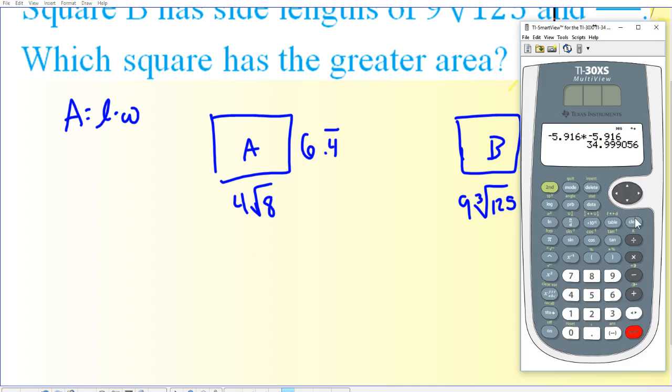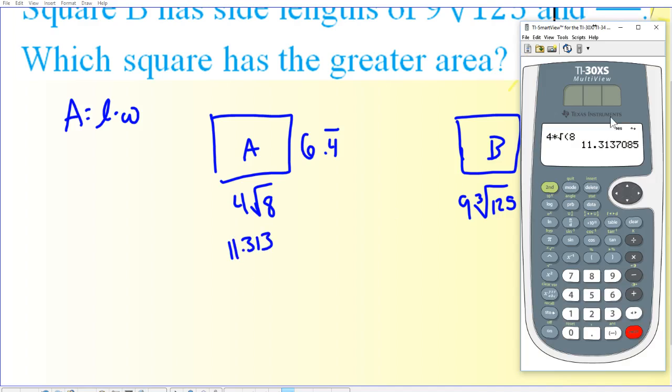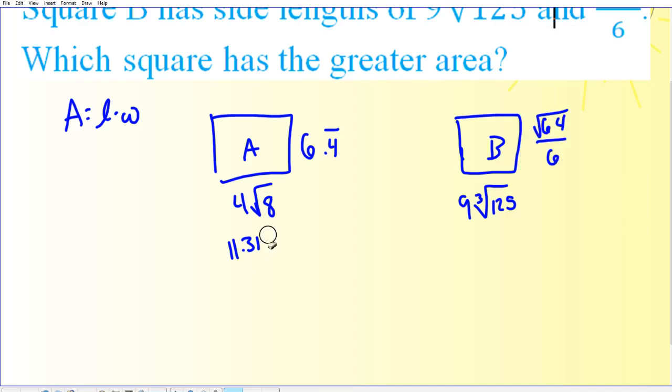I really don't need to mess around with the 6.4 repeated because it's already a decimal, but I'm going to change this one here. So the 4 times the square root of 8 is 11.313. Check. And actually, I'm going to round that 3 up to a 4 because the number next to it is a 7. It's 5 or bigger, so it's always good rounding habits. All right, so I've got 6.4 and 11.313.